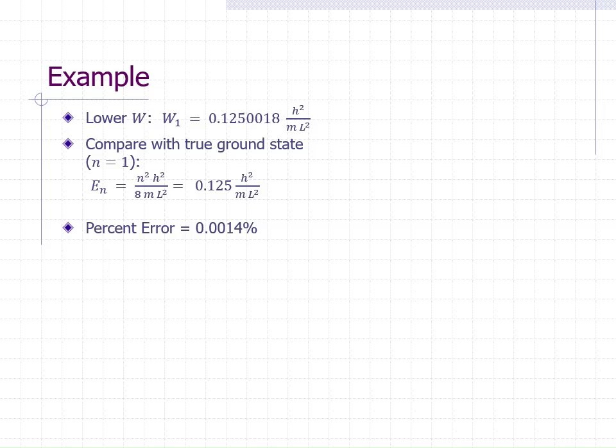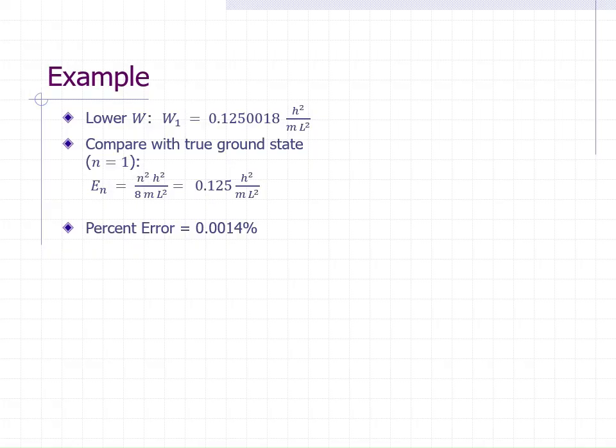0.0014%. Recall that earlier, when we used just f sub 1 as the trial function, we obtained a percent error of 1.32%. With two basis functions here, we achieve better accuracy. This is the case in general. Accuracy improves as we use more basis functions.